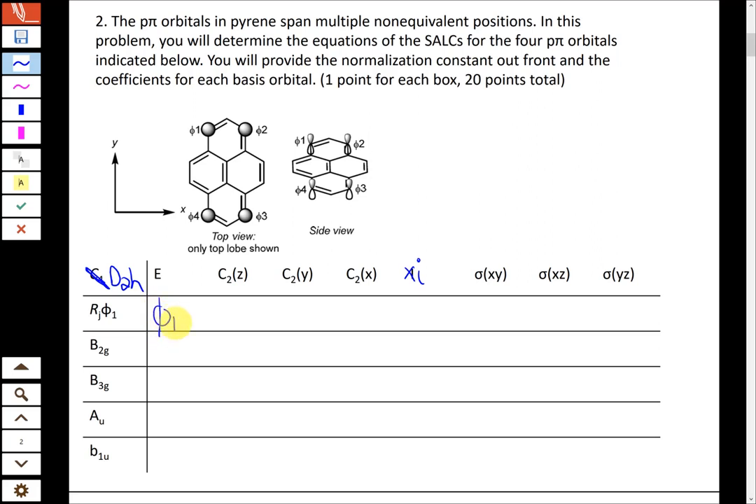It's the do nothing. When we do C2z, we're going to rotate phi 1 onto phi 3, and it doesn't change signs because we're not flipping the molecule over. We're just rotating it in the plane. So that it's going to rotate onto phi 3.